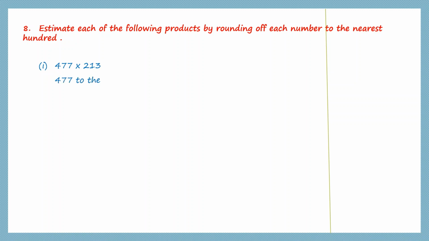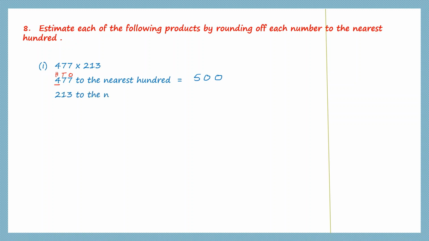The first step, 477 to the nearest 100. So let's underline the digit in the hundreds place. We have ones, tens and hundreds. That's 4. 4 is in the hundreds place. Look at the digit to its right, 7. That's more than 5, isn't it? So the underlined digit will now change. 4 will now become 5 and the digits to its right will be two zeros. So 477 to the nearest 100 is 500.